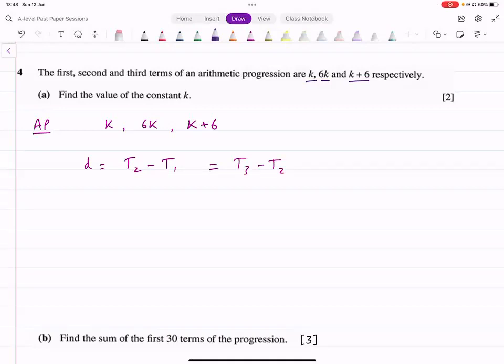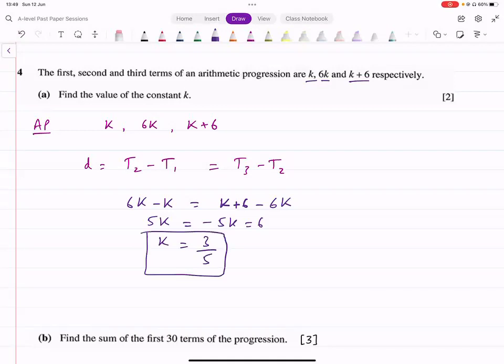So what we can do is subtract the first and second terms. That gives us 6k minus k. And we can also subtract the second and third terms. That's going to give us k plus 6 minus 6k. That's a linear equation. We can just solve that and find the value of k from that. So let's see what we get. 5k equals minus 5k plus 6. 10k is going to be equal to 6, and k turns out to be 6 over 10, which is 3 over 5. So you'll find the value of k to be 3 over 5.